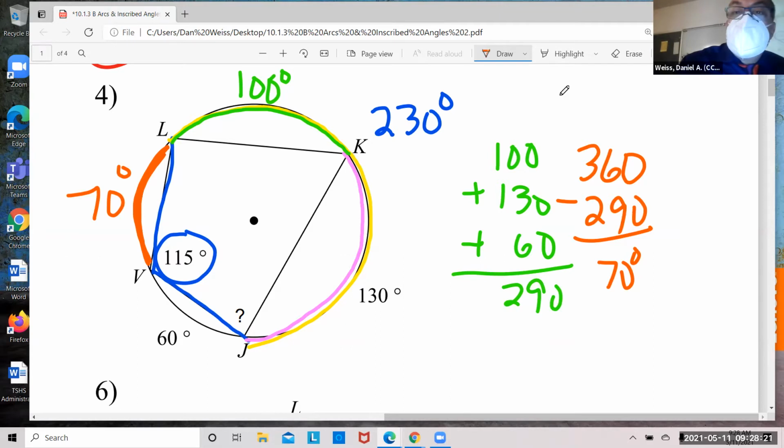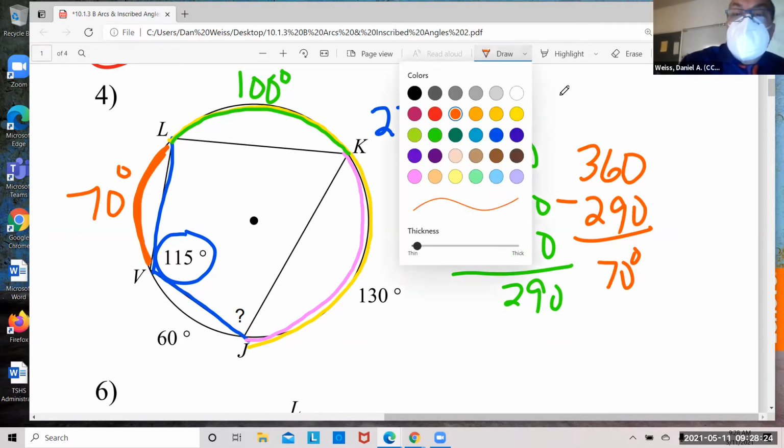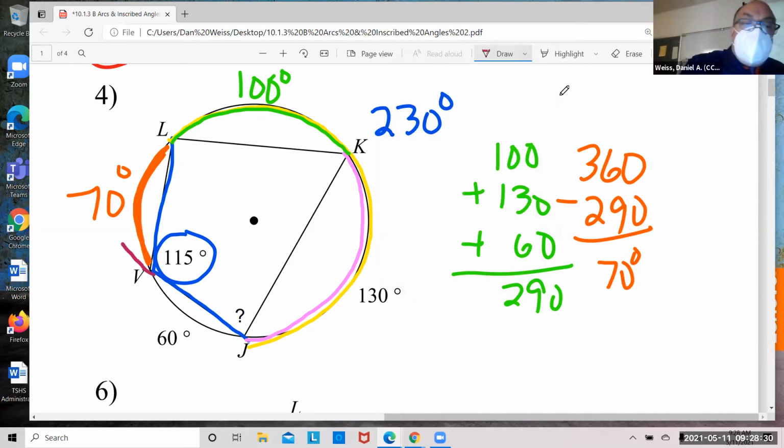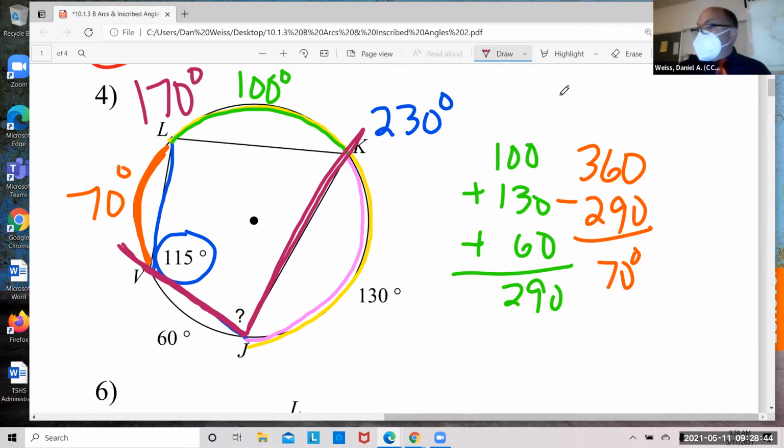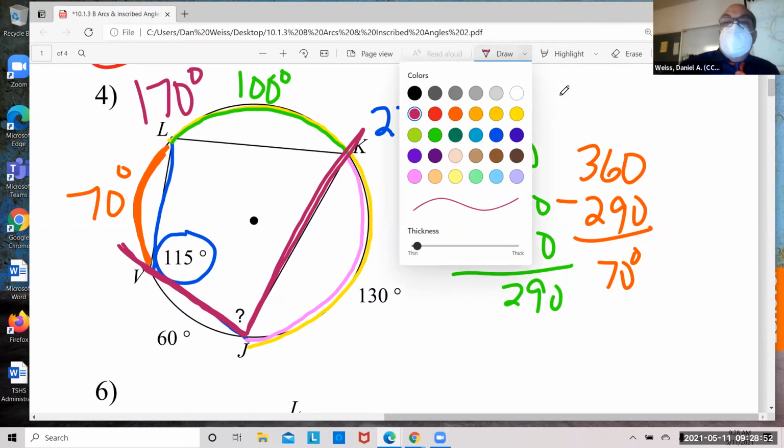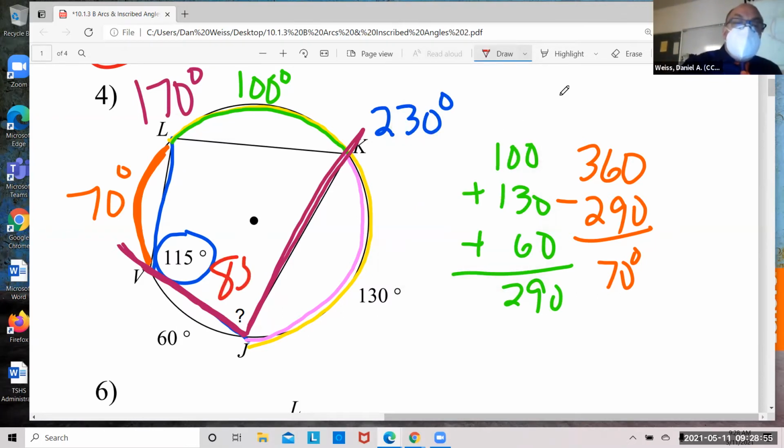So now I want to know this angle right here. So I got 100 plus 70 is 170. So I got to take half of 170. What's 170 divided by 2? 85. That's my answer. 85. Okay.